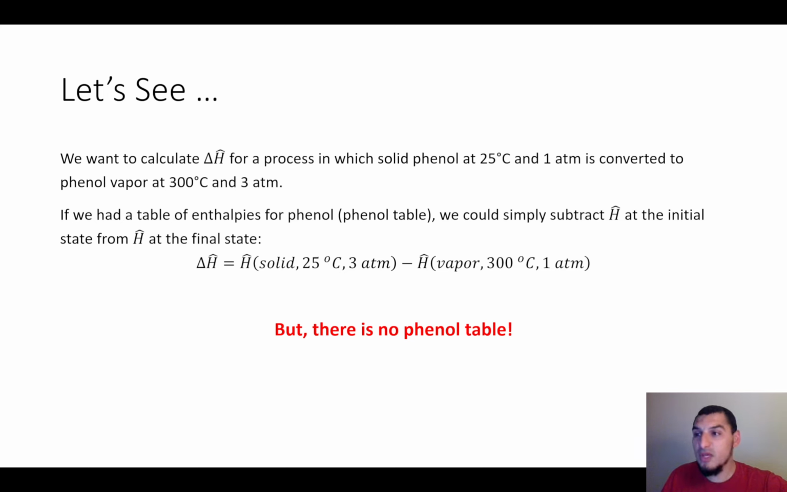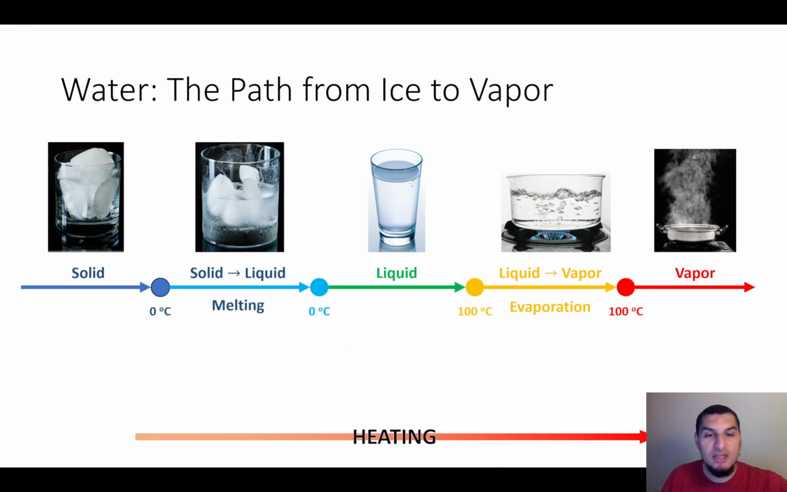So the option that we have is to calculate them. And to calculate them, we need to go into some details that we went through before, which is what are the steps that the material goes through between state 1 and state 2. And you are going to follow the same path and calculate the enthalpy change for each step that the material went through.